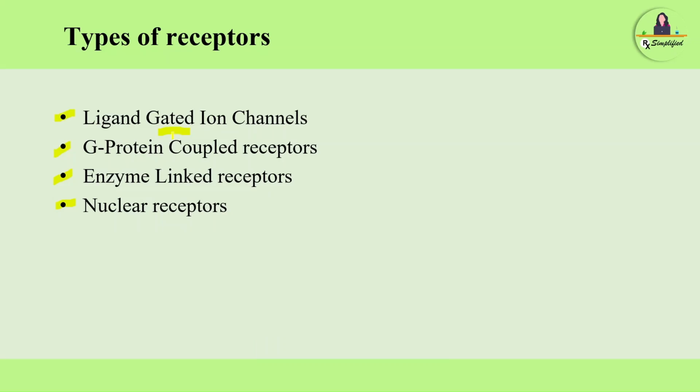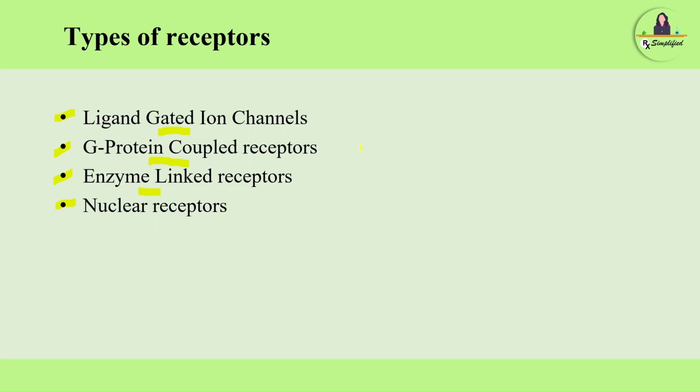The second one is G-protein coupled receptors. The structure of G-protein coupled receptor is 7 alpha helical receptor. G-protein is bound to the receptor. When drug binds to the receptor, the receptor shows its action based on G-protein. Third type is enzyme linked receptor. So in case of enzyme linked receptor, whenever drug binds to the extracellular unit, there is an enzyme present in the intracellular unit. This enzyme activates and so shows its effects.